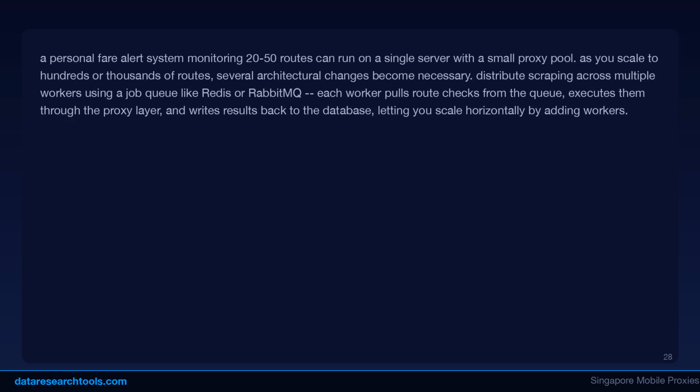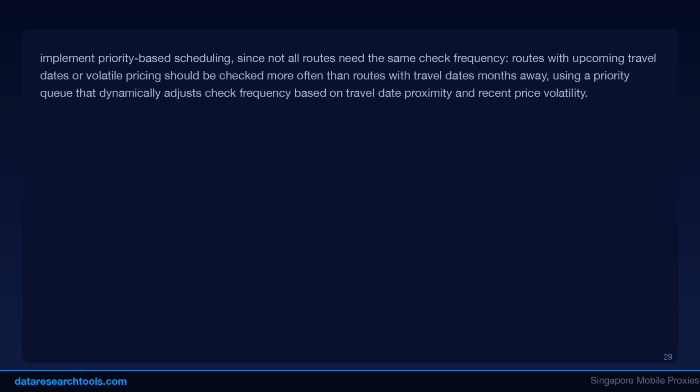Distribute scraping across multiple workers using a job queue like Redis or RabbitMQ. Each worker pulls route checks from the queue, executes them through the proxy layer, and writes results back to the database, letting you scale horizontally by adding workers. Implement priority-based scheduling, since not all routes need the same check frequency. Routes with upcoming travel dates or volatile pricing should be checked more often than routes with travel dates months away. Use a priority queue that dynamically adjusts check frequency based on travel date proximity and recent price volatility.